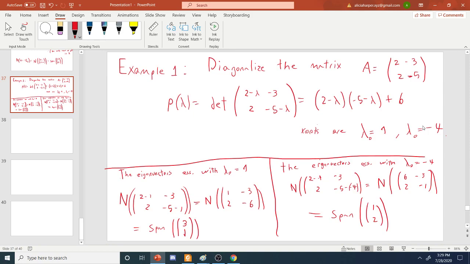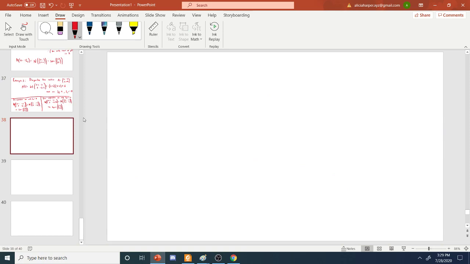So we found 2 eigenvectors, and we note that the span of the first forms all eigenvectors associated with 1. The span of this one forms all eigenvectors associated with negative 4. So now set E to be equal to the basis (3, 1) and (1, 2).